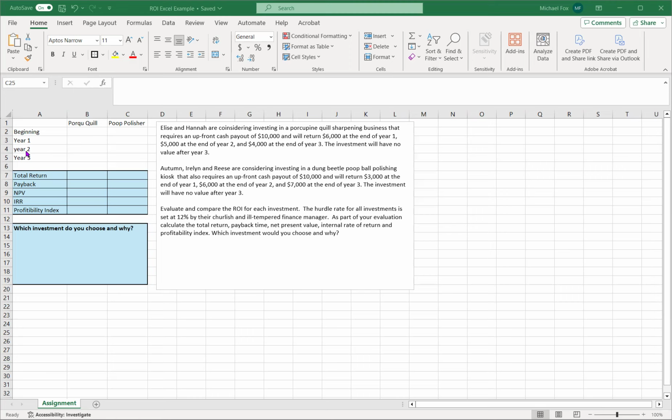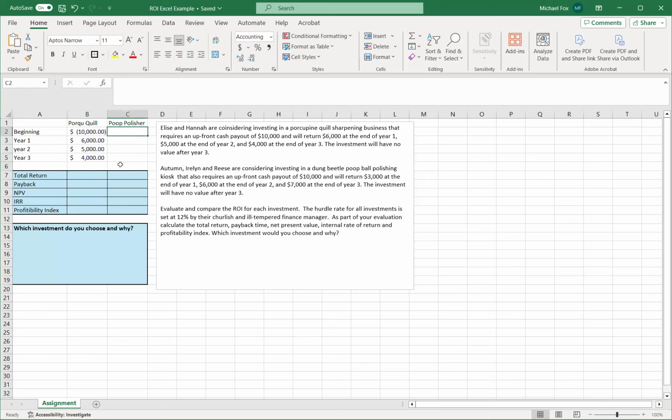So the way I set this up is over here on the left, you can see I've got the two companies and then our beginning cash payout. I'm just going to go ahead and enter this information in. So for the first product, the Porcupine Quill product, we're going to say up front, $10,000 in cash gets paid out. So we have a negative $10,000 cash flow on day one of this investment. And then it'll return $6,000 in positive cash flow at the end of the first year. It will return 5,000 at the end of the second year. It will return 4,000 at the end of the third year.